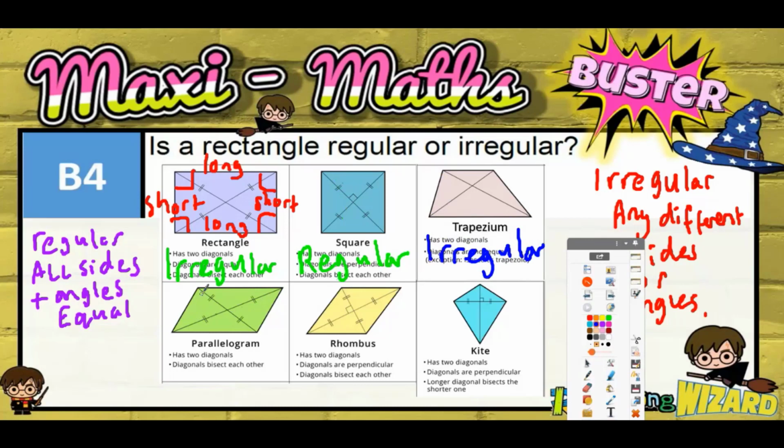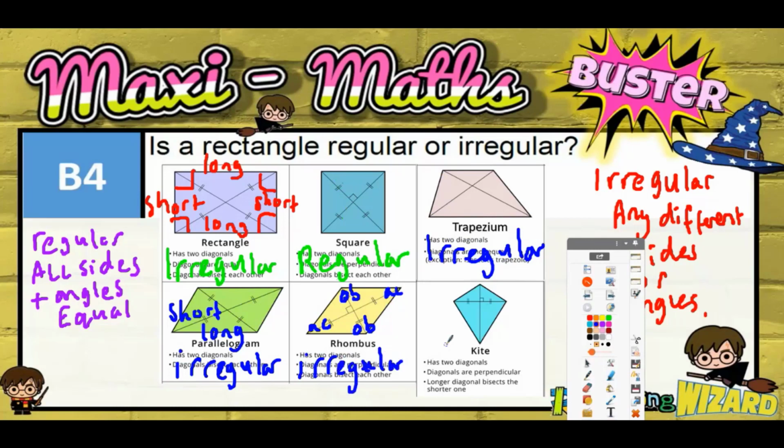Parallelogram, are all the sides the same? No, because you've got short ones left and right, and you've got long ones top and bottom. So if all the sides aren't the same, you've got obtuse angles in two corners and acute angles in the other two corners. So that's going to be irregular as well. A rhombus, are all the sides the same? Yes. Are all the angles the same? No, because you've got obtuse there and there, but acute there and there. So that's also irregular because we've got different sized angles.